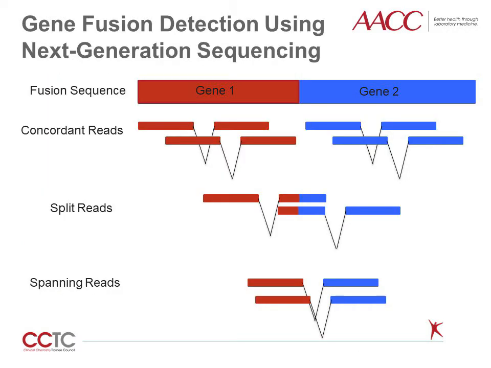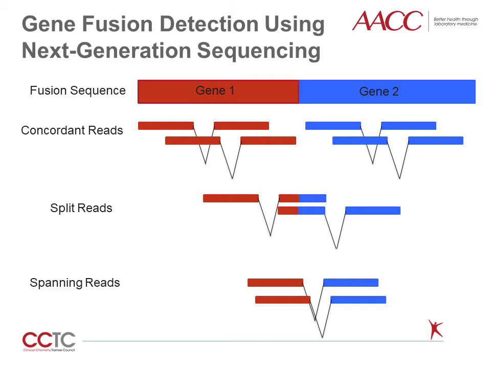This slide illustrates the principle of detecting gene fusions using next-generation DNA or RNA sequencing. In both of these approaches, sequencing reads are mapped to a reference genome, and then the alignments are examined to assign the reads into three different categories. An important note here is that paired-end sequencing, where nucleic acid fragments are sequenced from both ends, is typically used for detecting gene fusions. Concordant reads are those that have mate pairs, or reads from the two ends of the same fragment, mapping to the same gene.